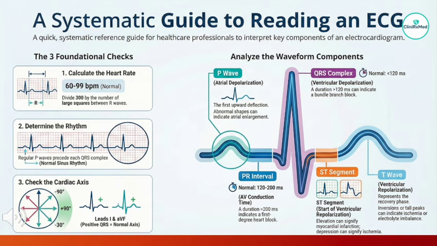The T wave. Finally, the T wave represents the ventricular recovery phase. Keep an eye out for inversions or tented tall peaks, which can indicate ischemia or electrolyte imbalances like hyperkalemia.